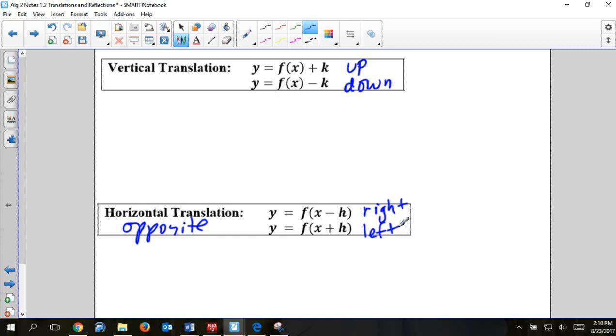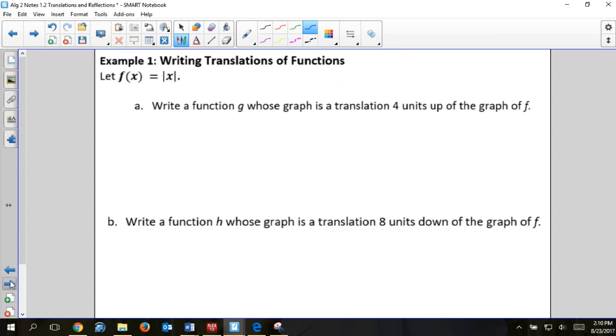All right. So we're going to write translations of functions. Let f of x equal absolute value of x. Write a function g whose graph is a translation 4 units up of the graph of f. So we are going to write a function g. First thing I want you to notice, what's the name of the function? G. So we're going to start by writing g of x.